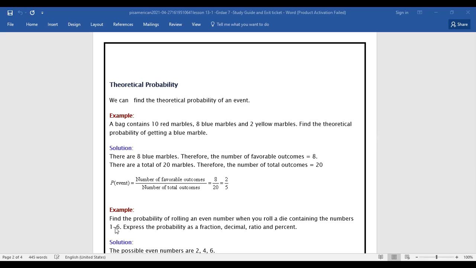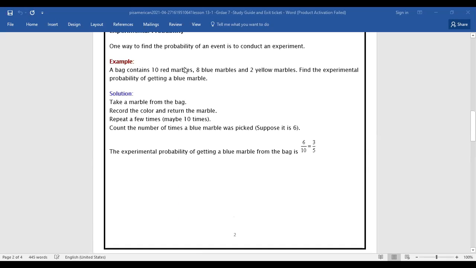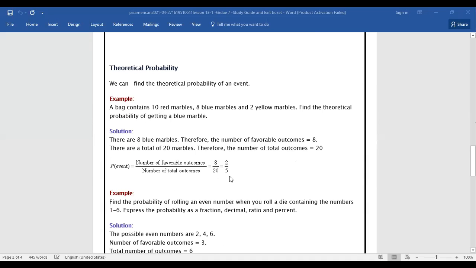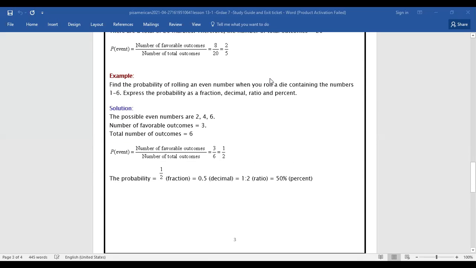So if experimental and theoretical probability have the same answer, we were talking about the same bag, right? 10, 8, and 2. Do we have the same answer in both cases, theoretical and experimental? The first one, the answer was how many? 3 out of 5. And the second one we have 2 out of 5. Do we have the same answer? No. It's not necessary to have the same answer in both theoretical and experimental.